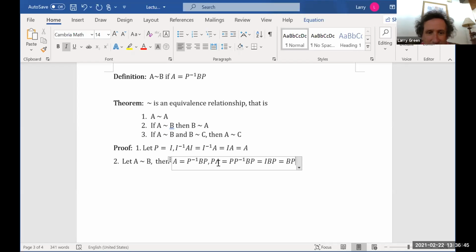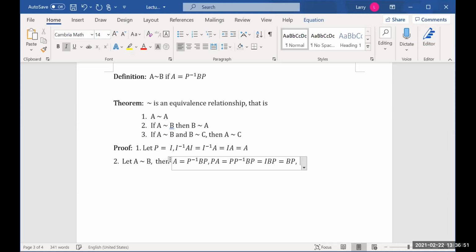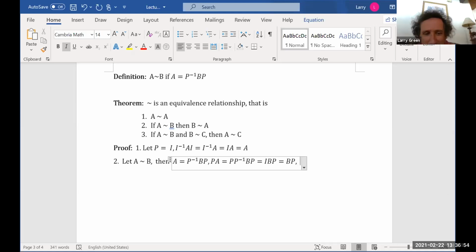So now what can I do? I need B by itself. Right, multiply by P inverse. Yep, right, multiply by P inverse. Then I get PA P inverse is equal to BP P inverse. But BP P inverse is equal to B. I think I'll just do 2 steps at once if that's okay. All right. So now I know that B equals PA P inverse.